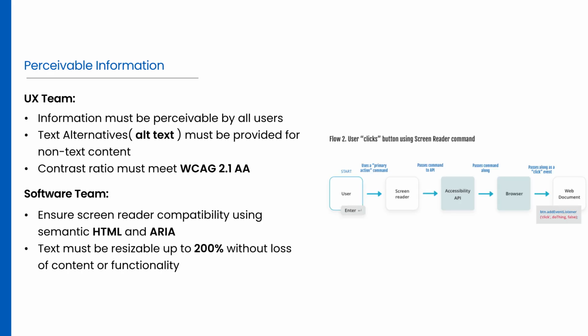The software team must ensure technical accessibility by supporting screen readers through semantic HTML and ARIA roles. Text must be resizable up to 200% without losing content or functionality, ensuring users can adjust the interface based on their needs.